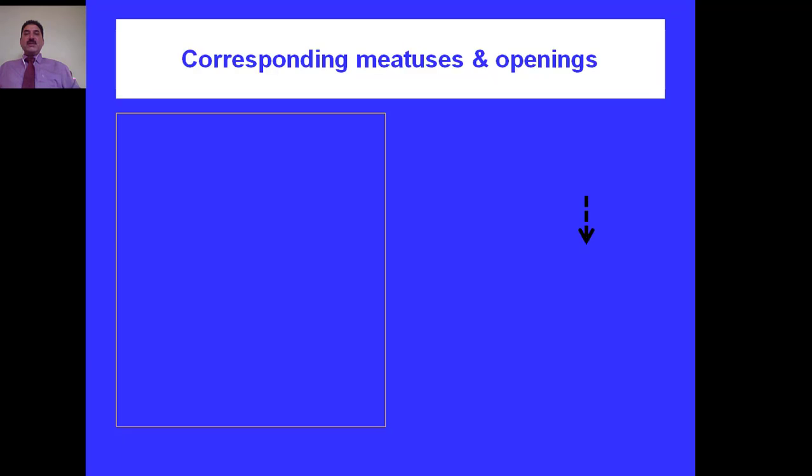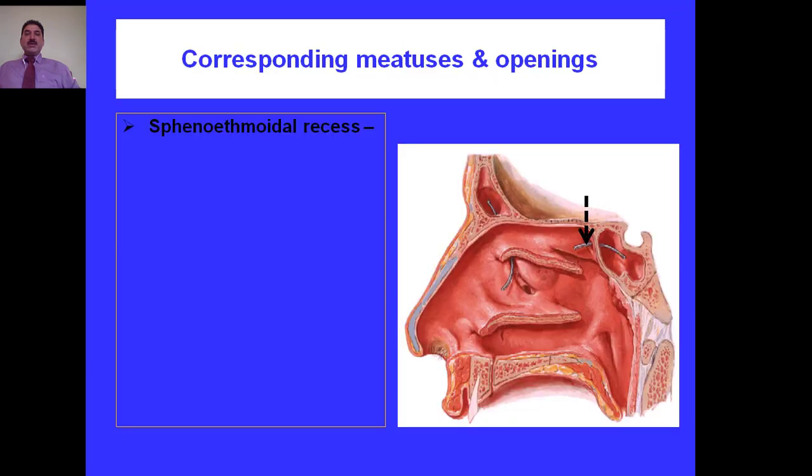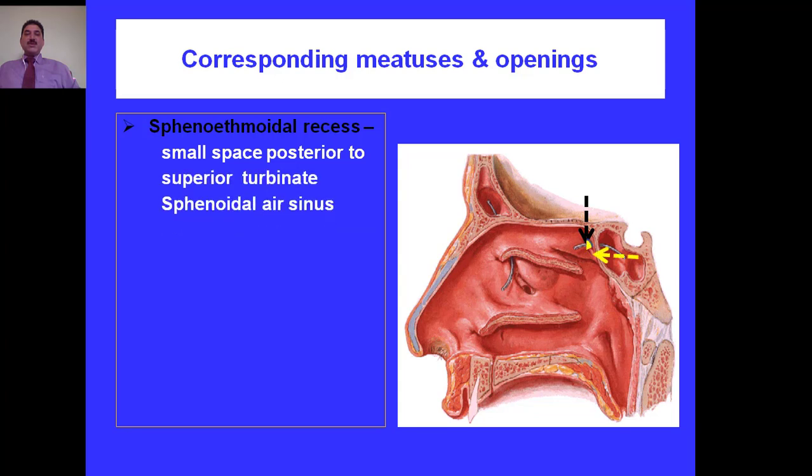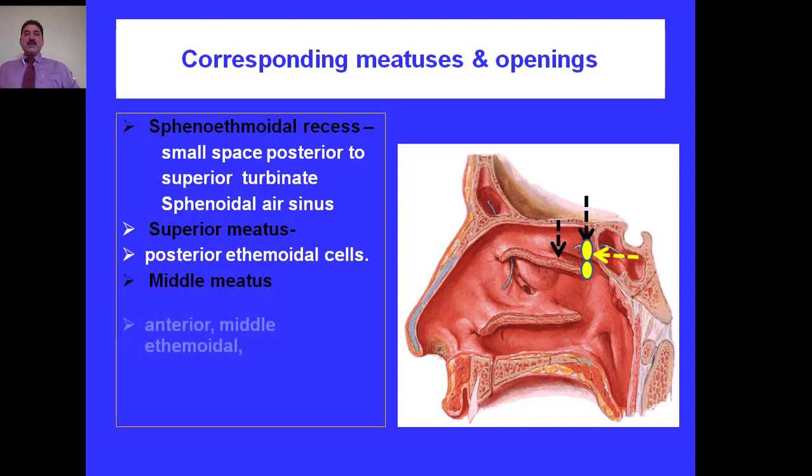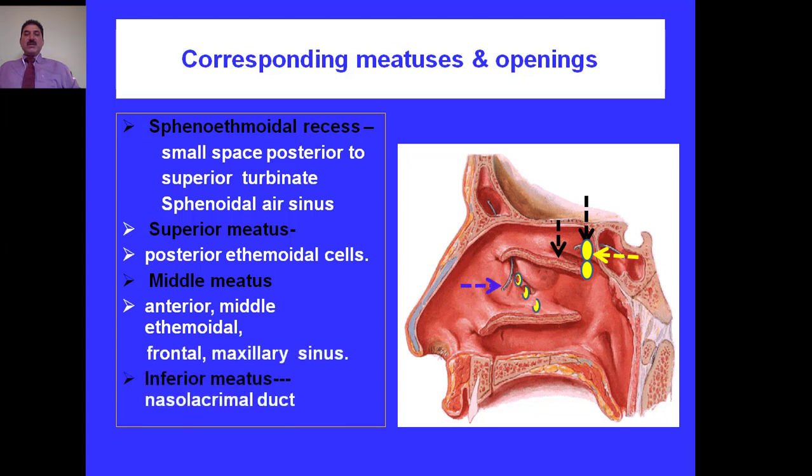Corresponding meatuses and openings. Sphenoethmoidal recess is a small space posterior to the superior turbinate. Sphenoidal air sinus opens in it. Superior meatus lies below the superior turbinate. Posterior ethmoidal sinuses open in it. Middle meatus lies below the middle turbinate. Anterior and middle ethmoidal sinuses open in it. In addition, frontal and maxillary sinuses also open in the middle meatus of the nose.